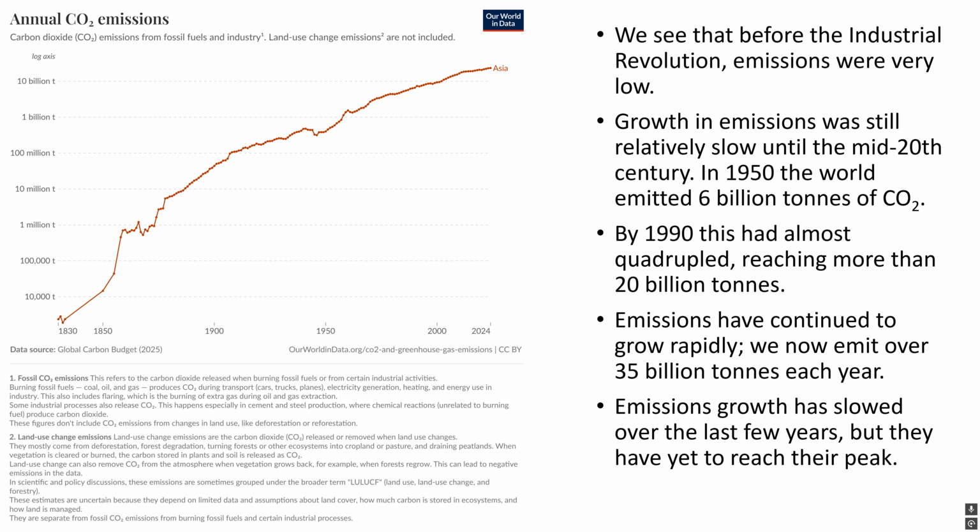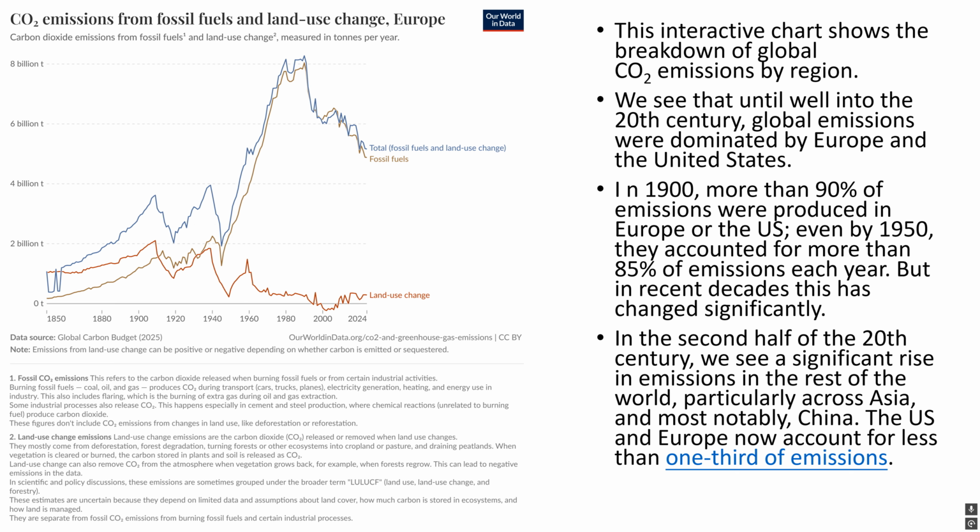From the chart, we can see that emissions were very low before the Industrial Revolution. Growth remained relatively slow until the mid-20th century. In 1950, global emissions were about 6 billion tons. By 1990, this number had almost quadrupled to over 20 billion tons. Today, the emissions exceed 35 billion tons per year. Although growth has slowed slightly in recent years, emissions have not yet peaked.